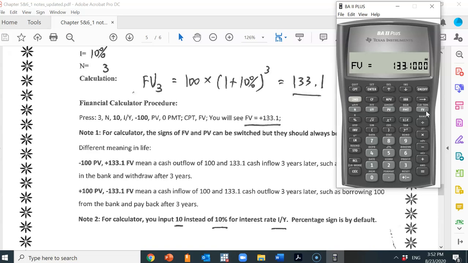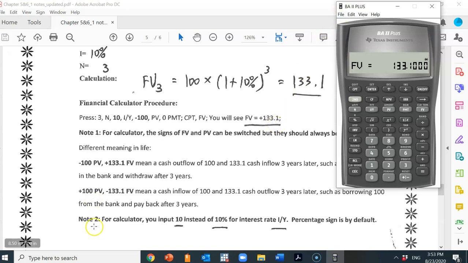If you're not sure what to do, you can always rewatch the video or you can read our notes here. All the procedures are listed here. Press 3 and 10 I, negative 100 PV, 0 payment, compute FV. You'll see future value equals positive 133.1.